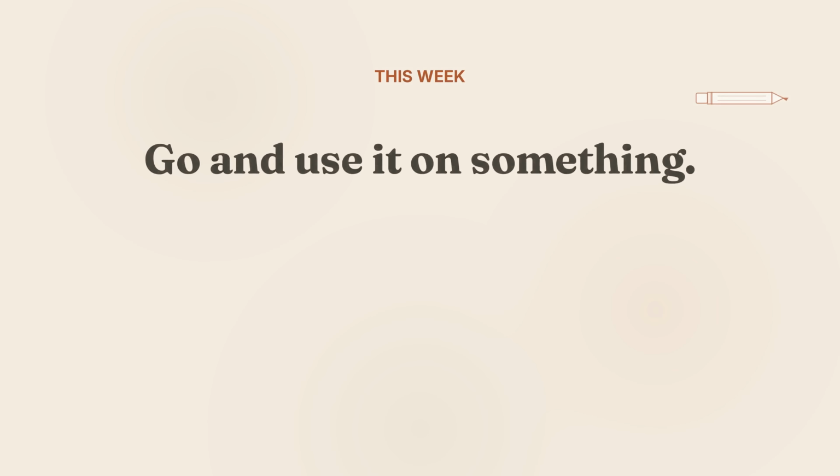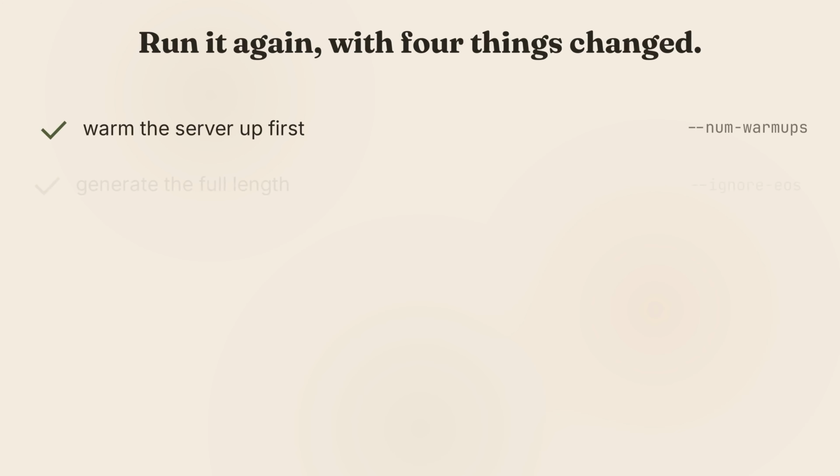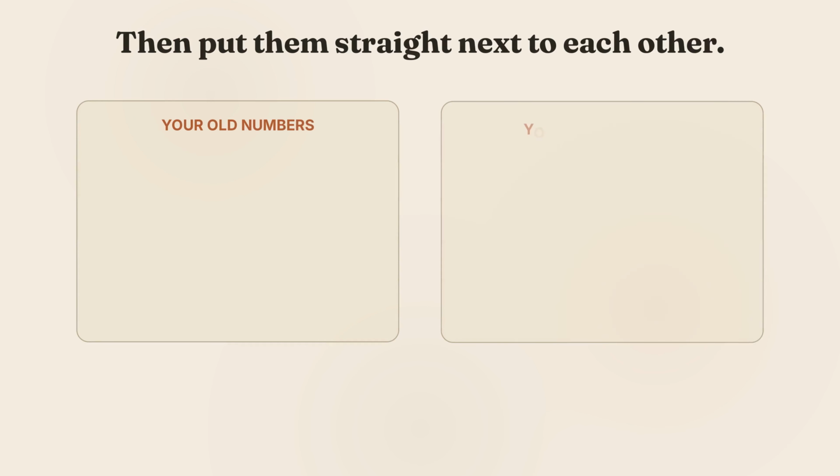So what's the one thing to go and do this week? Don't just screenshot that list and file it away. Go and use it on something. Run your benchmark again. But warm the server up first and turn on the setting that makes it generate the full length and control the concurrency instead of the rate, and put some variation into your prompt lengths. Then put your new numbers straight next to your old ones.